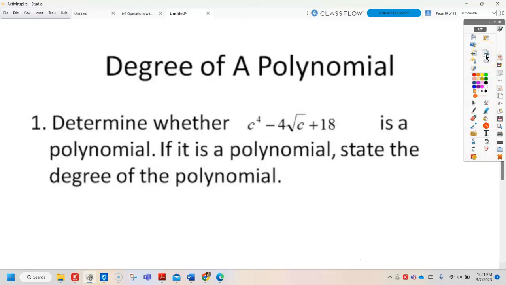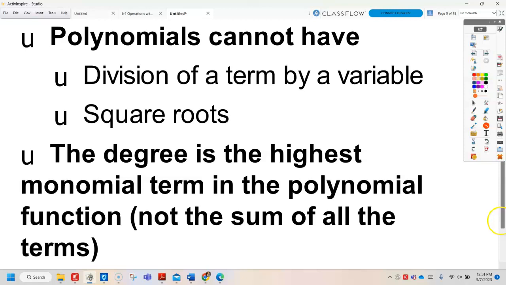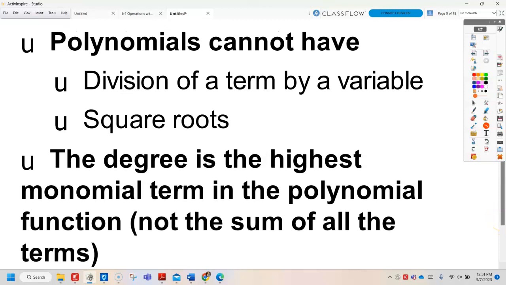So that's a quick review. There are no notes for you to copy down on this, but basically there are a few rules, and we already talked about them a little bit back in chapters 1 and probably 2. Polynomials cannot have division by a variable. Essentially you need to recall that you can't divide by a variable in a polynomial.